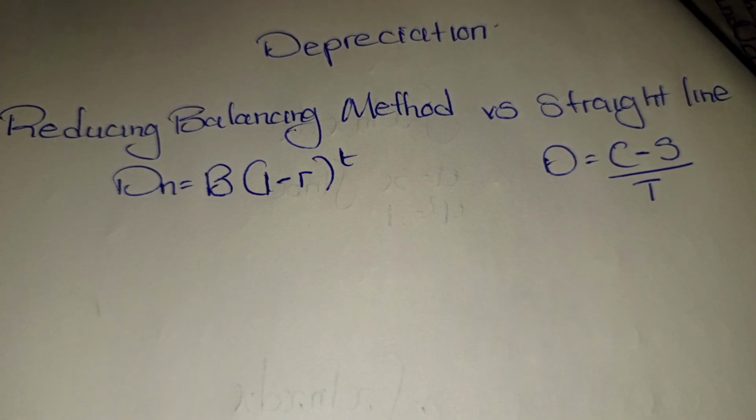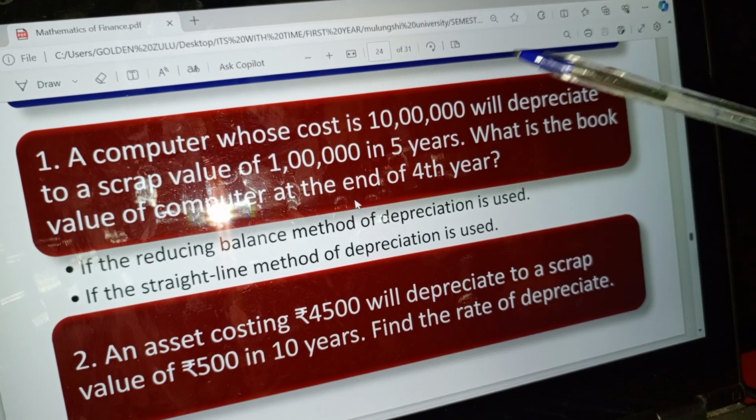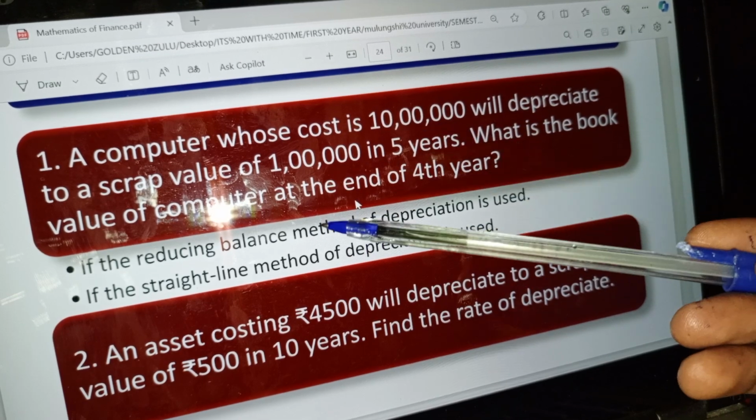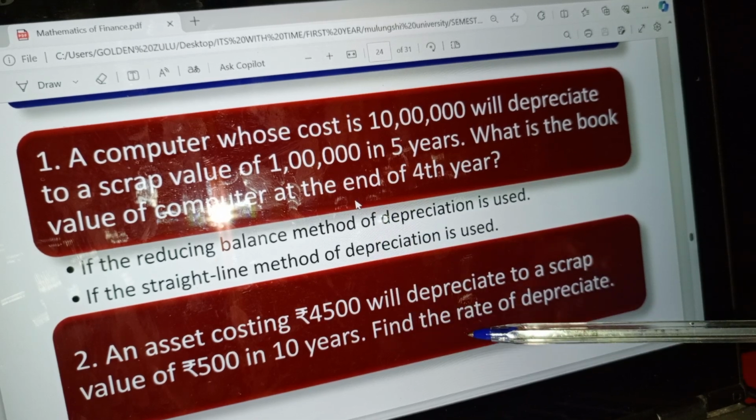With us we have two examples, and these are the two examples that we have. We have the first one here and the second one. The first one has two questions in it, and the second one only has one question.